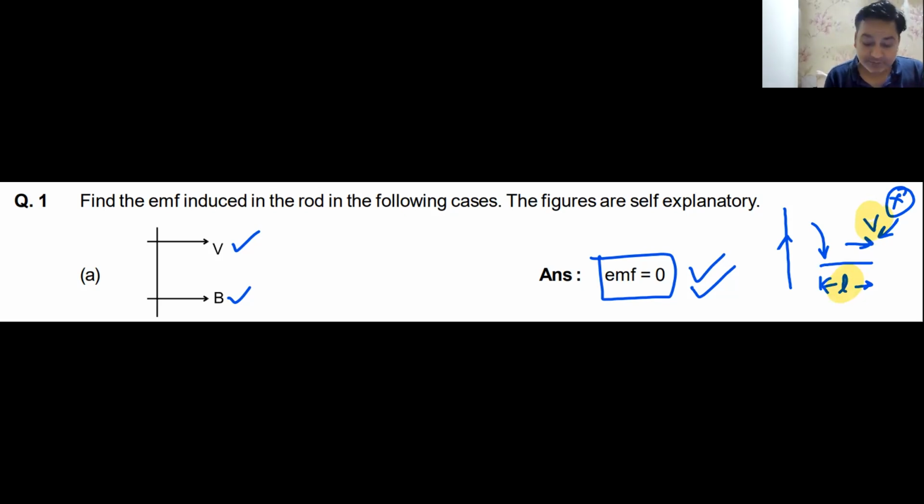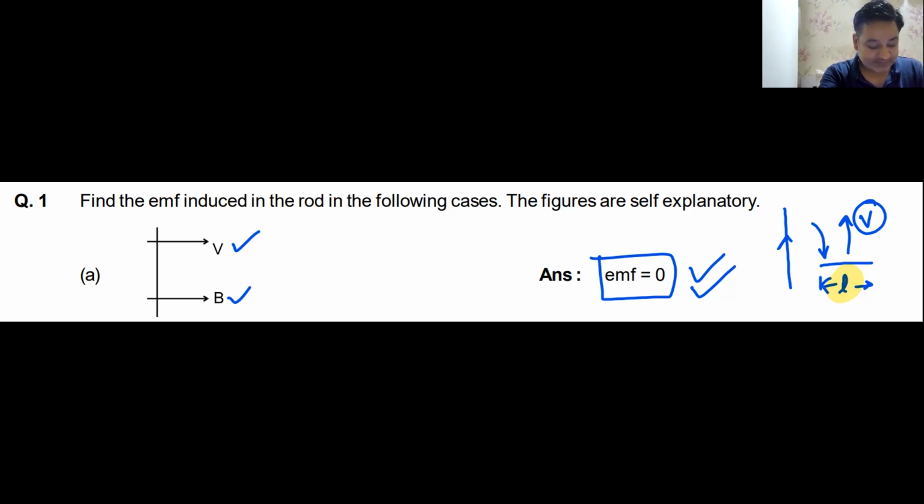Yes, sir. But if this wire, instead of moving like this, if I move the wire like this, then you will have induced EMF across the two ends of the wire. Are you getting my point, bacha? Yes, sir. So remember, if any two vectors VL, BL, or LB are parallel, the induced EMF becomes zero. A very important point that you should remember.